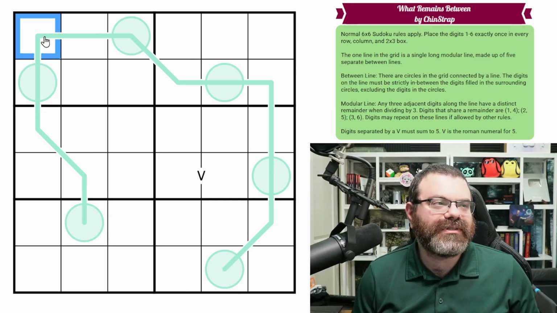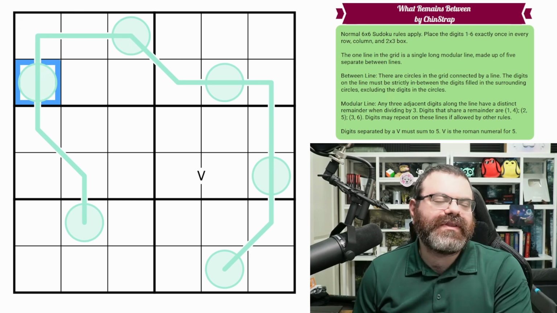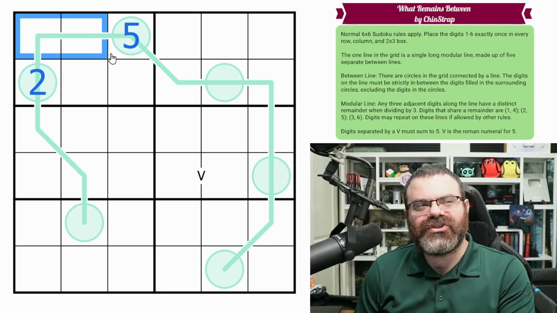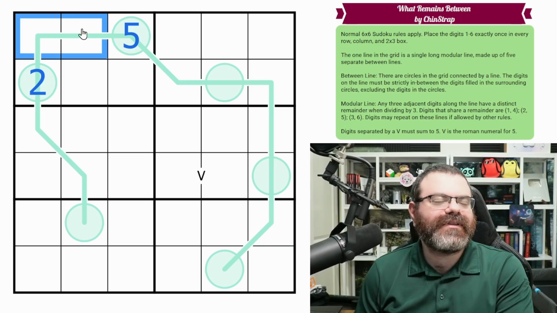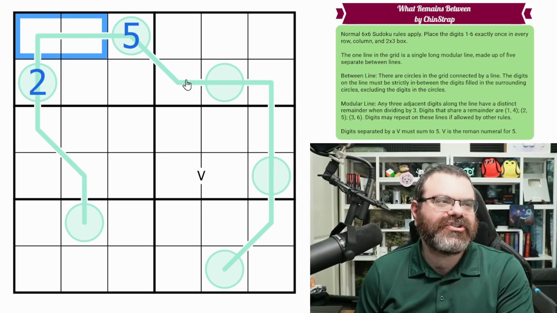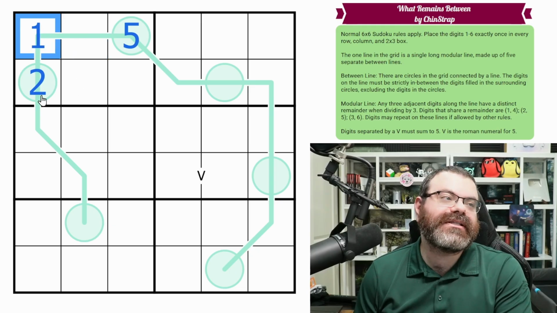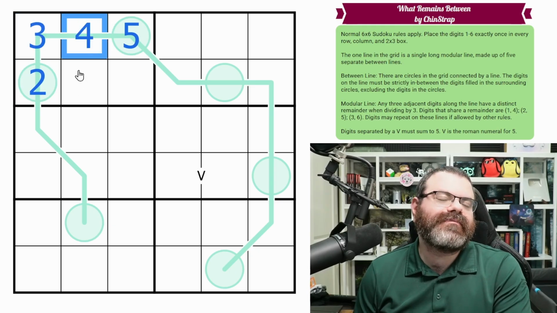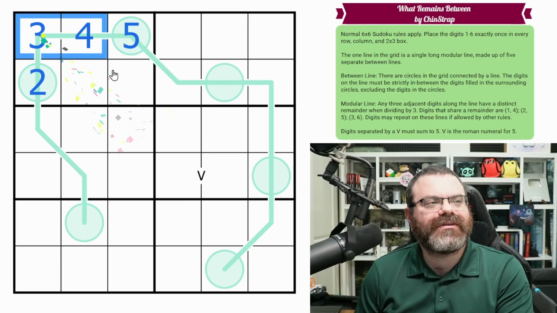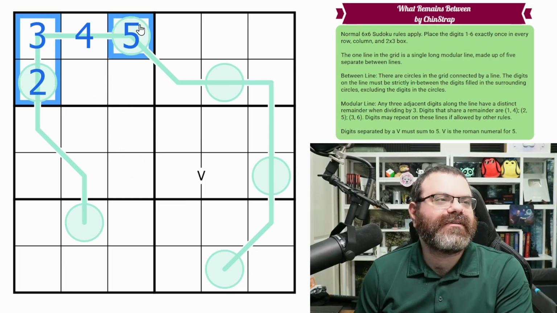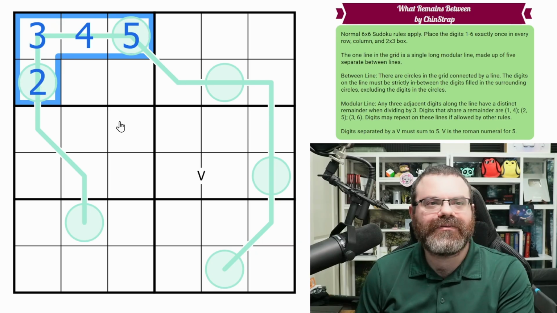Well, we've got two circles separated by a line. Whatever digits go in the circles, say this was 2 and this was 5, these digits have to be strictly in between the 2 and 5. So even if we didn't have the box restriction here, these could not be 2, 5. They also can't be 1, 6 because 1 is not between 2 and 5. So we'd have to put 3 and 4 in here in some way. Those are the only digits available that are between 2 and 5. So this would be one way to fulfill this between line if we ignore all the other rules.